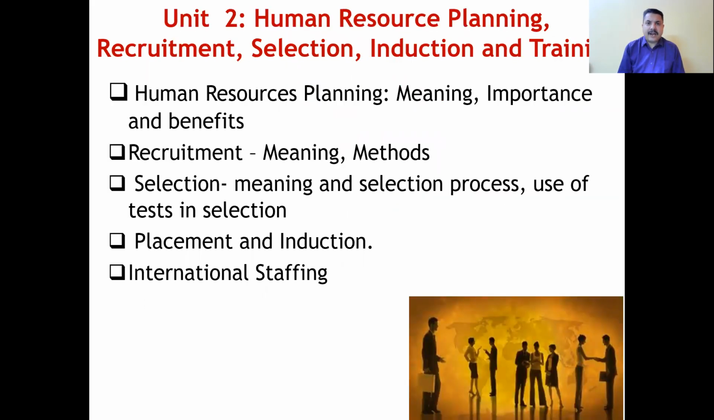Unit number 2 starts with describing or explaining each function in detail. So the human resource function starts with planning. Human resource planning, or manpower planning, is trying to find out how many people we require and how many are already there. Based on this human resource planning, the other functions are lined up. Recruitment, trying to get the right type of people from various sources.